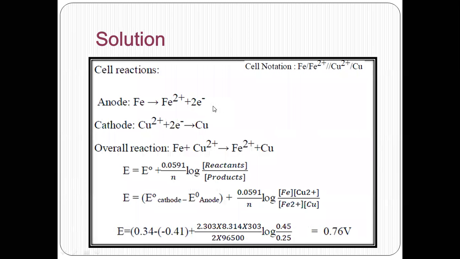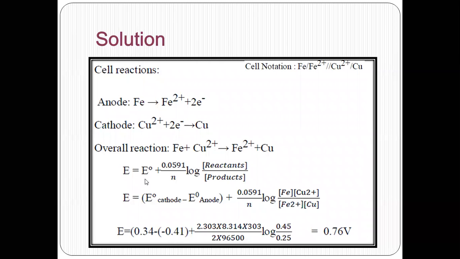Now we'll move to the solution. Here the anodic and cathodic reactions are: Fe gives Fe2+ plus 2 electrons. At the cathode side, Cu2+ accepts 2 electrons and gives Cu. Cancel the common terms, that is the 2 electrons on both sides, and we get the net cell equation. This is the formula for the cell potential. Before solving that, we have to find the E naught value also.